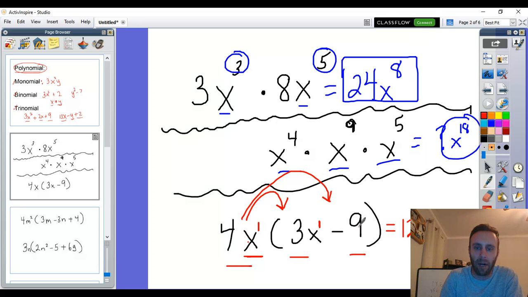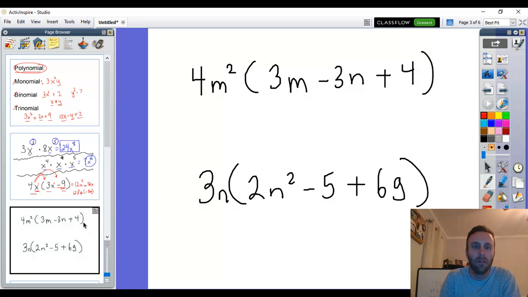And then 4x times negative 9. Remember, think of this as a negative 9. You get negative, or minus, 36x. Because the x just stays, and 4 times 9 is 36. We would also accept 12x squared plus a negative 36x, because remember, subtracting 36x is really just like adding a negative 36x. Either one of those is fine. Go ahead and try this one for us.